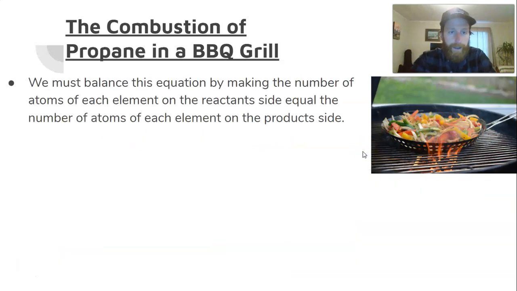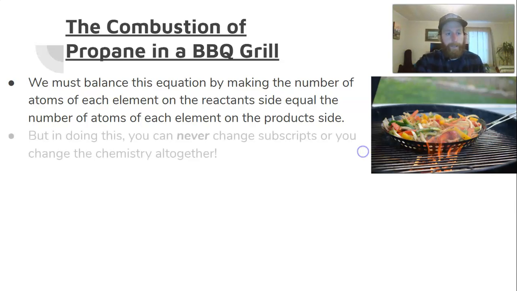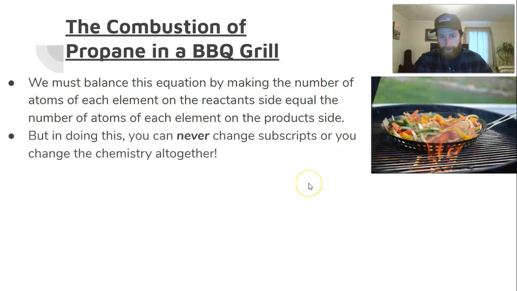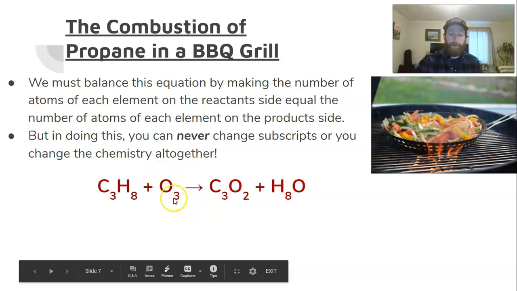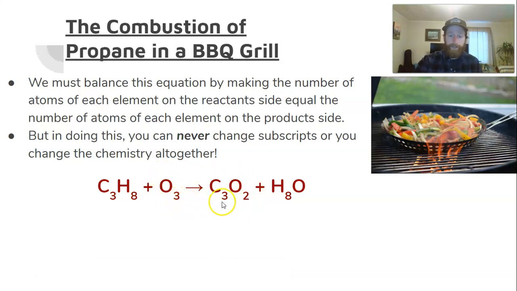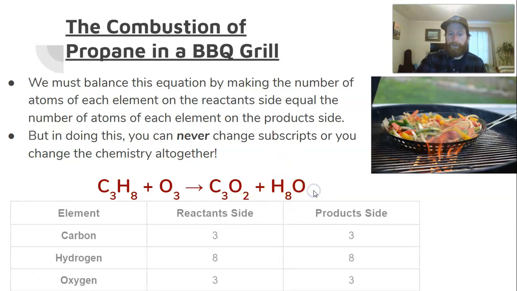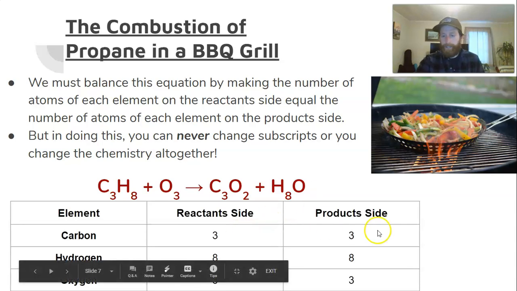So let's get into it. We must balance this equation by making the number of atoms of each element on the reactant side equal to the number of atoms of each element on the product side. But in doing this, and this whole slide is actually to tell you what you can't ever do: you can never change subscripts, or you change the chemistry altogether. I'll show you what I mean. You might have looked at that equation and said, well, if I just make O2, O3 instead, and if I just make CO2, C3O2 instead, and if I just make H2O, H8O, then when I tally it up, it's all balanced. What goes in does come out.